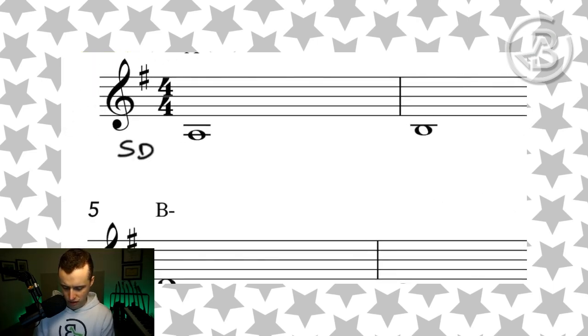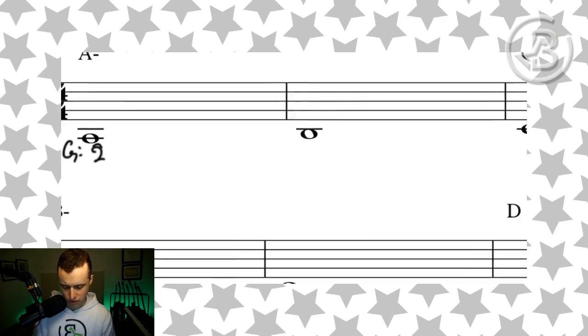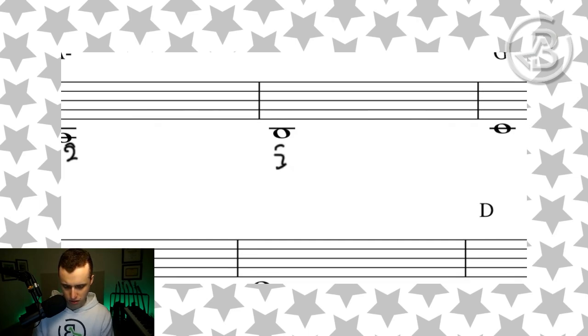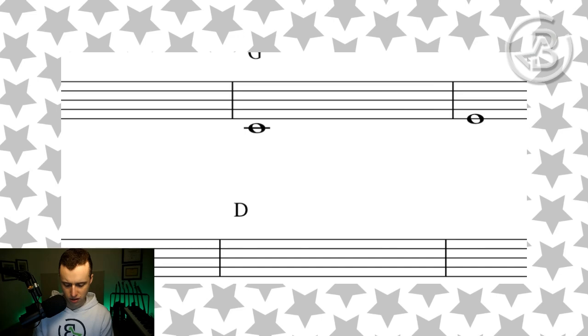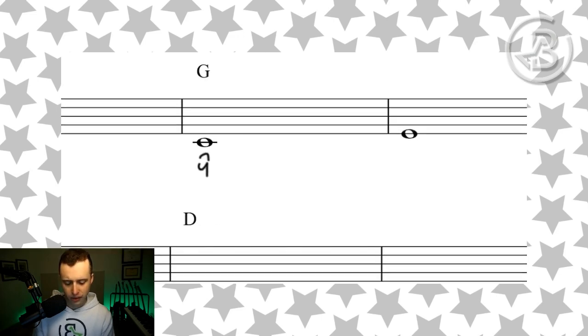Scale degree. We're going to do this as G major. I'm going to start off with 2, 3, 4. And the melody here is just that bass line that starts off the song.